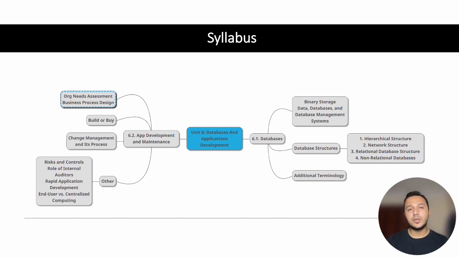The second part of the unit is about applications: whenever a company wants to develop an app, what are the processes that they go through? There is a needs assessment, and there are the processes they take, such as whether they want to build the application in-house or outsource it. And there are certain other topics which we need to be aware of in terms of application development as an auditor. Why are we reading all this?